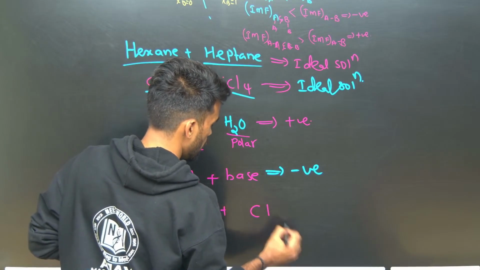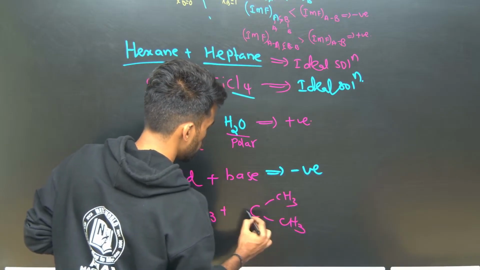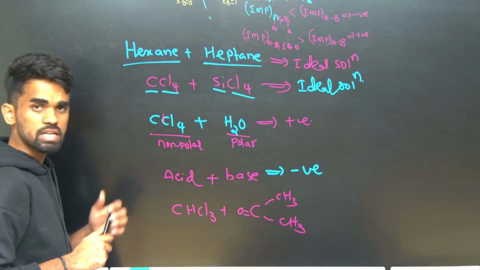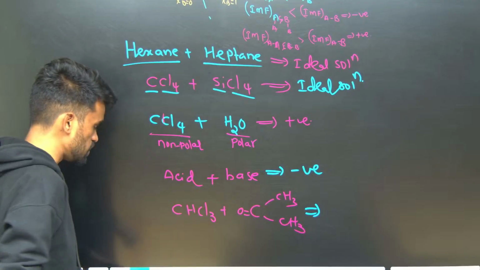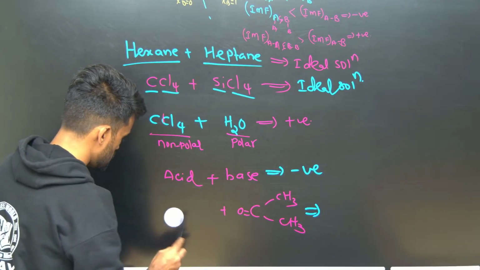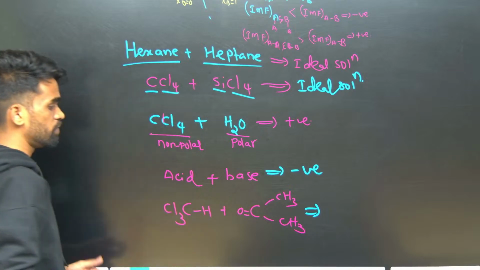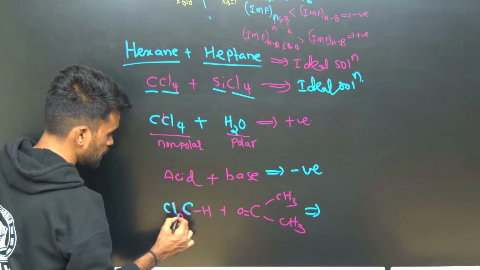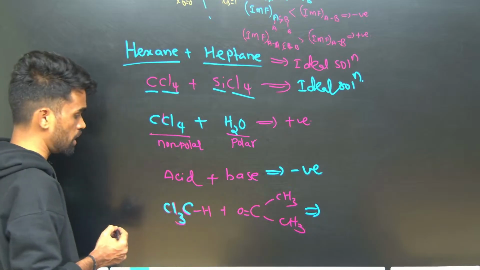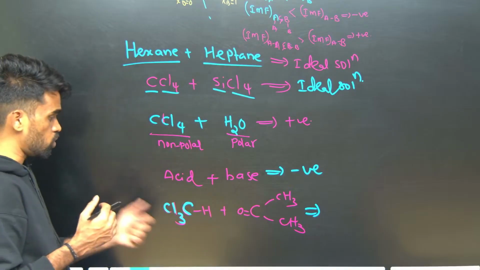So how do we identify this? This is the structure of acetone and this is the chloroform. So what kind of solution will it form? Just use some basic understanding of its structure. See, since carbon is attached with three electronegative chlorine atoms, that creates more electron deficiency.